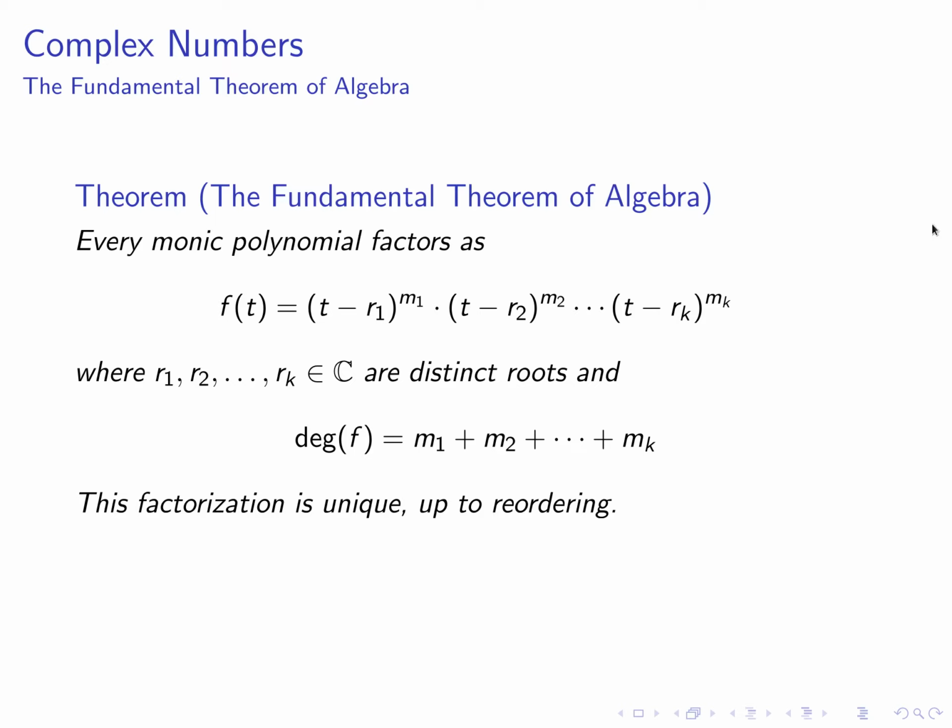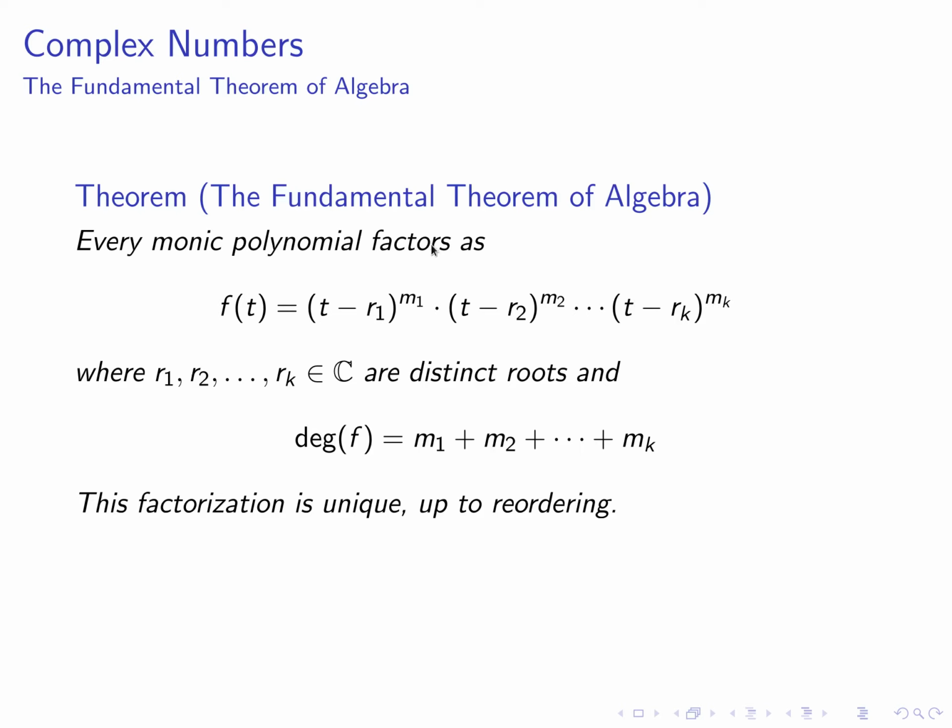If our polynomial is monic, then the Fundamental Theorem of Algebra says that our polynomial factors as the product of a bunch of terms, where each term is of the form t minus one of the roots raised to some power. So here our polynomial factors as t minus r1, where r1 is a root, raised to the m1, multiplied by t minus r sub 2, where r sub 2 is another root, raised to the power m sub 2, and we keep going until we get to the last root, r sub k, and the last term is t minus r sub k, raised to the power m sub k.